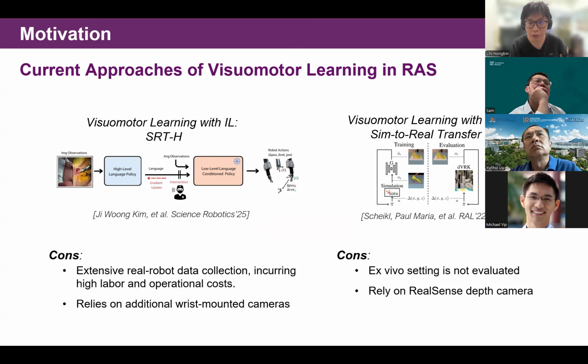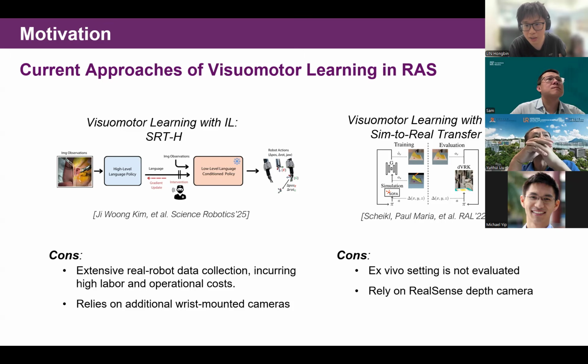There are a few works in the field of visuomotor learning in robot-assisted surgery. The first work is a transformer-based policy trained via imitation learning and applied to the surgical scene in both phantom and ex vivo settings. But it requires extensive real robot data collection, incurring high labor and operation costs. Moreover, it relies on an additional wrist-mounted camera, increasing the hardware complexity beyond the standard RAS setups, which raises concern about the feasibility in the in vivo setting due to port constraints.